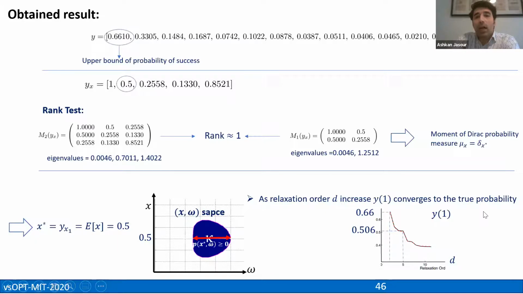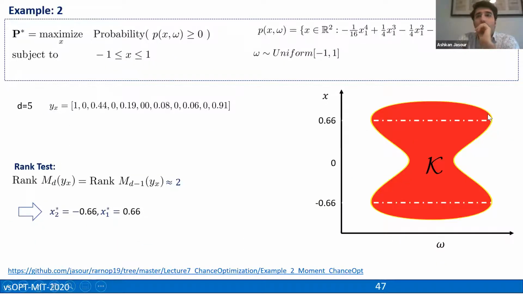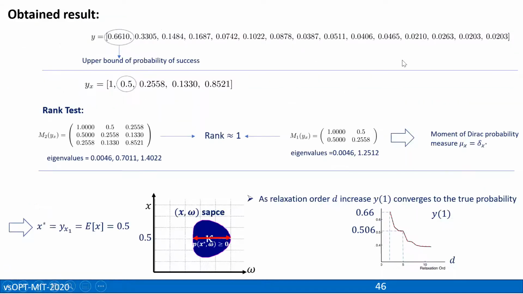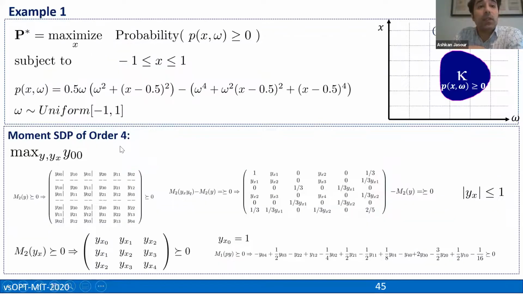Sorry, on the previous example, I was just a bit confused. It seemed like the first order relaxation was tight based on the rank test. It's not the first order relaxation, sorry. Oh, it's the fourth order, sorry. Yeah, fourth order. Thank you.